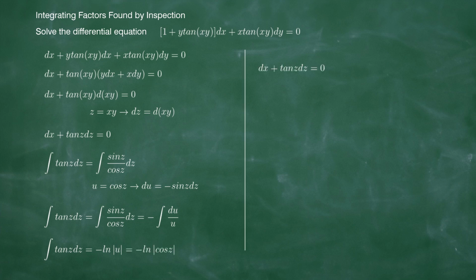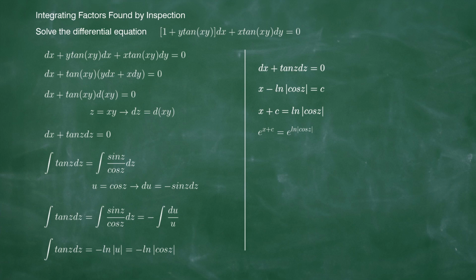So we substitute that into the equation. We now have the integral of dx, which is x, and the integral of tangent z, which is negative ln cosine z, equals c. Then we rearrange the equation. We get x plus c equals ln of cosine z. And then we take the exponential of both sides of the equation. We have e to the x plus c equals e to the ln of cosine z.